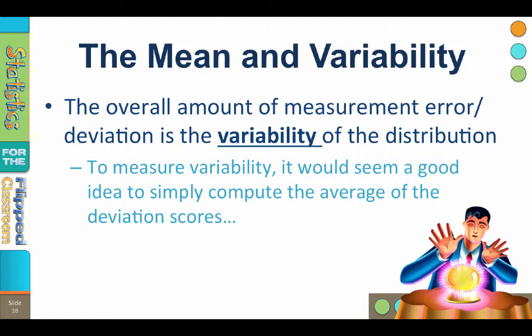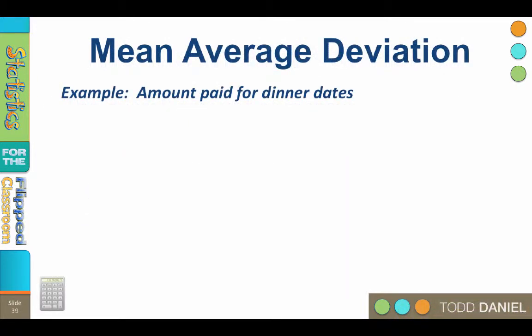Using what we know about averages, adding up scores and dividing by the total number of scores, to measure variability, it would seem a good idea to simply compute the average of the deviation scores. And this approach is called mean average deviation.